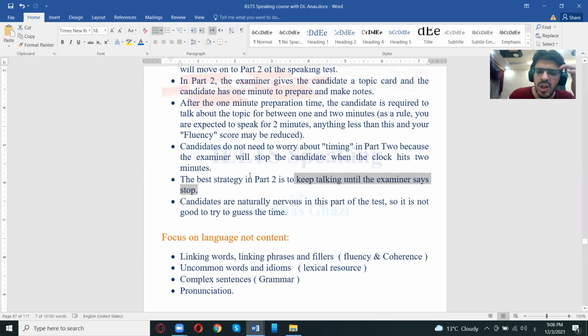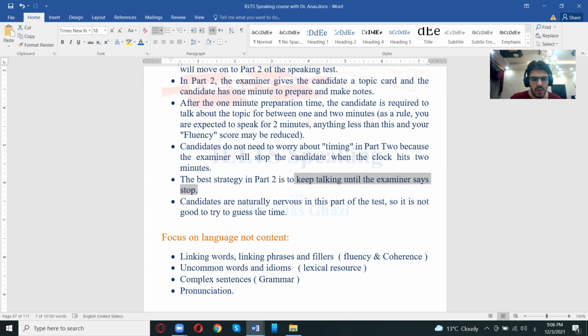Candidates are naturally nervous in this part of the test, so it's not good to try to guess the time. Forget about the time. You need to do a lot of practice before you apply for the test, because by practicing a lot, you will be able to estimate how long 2 minutes actually takes.